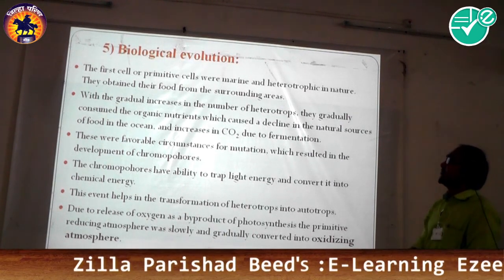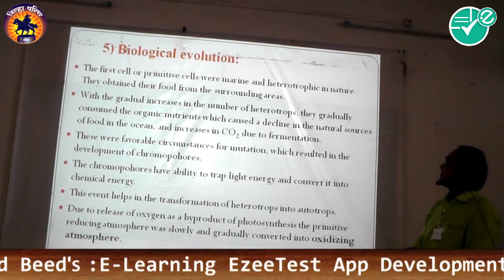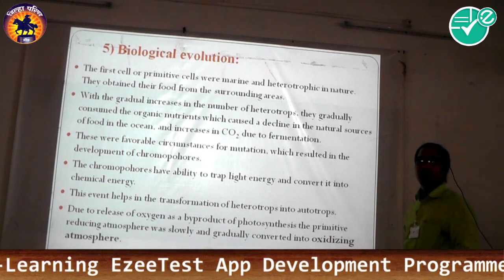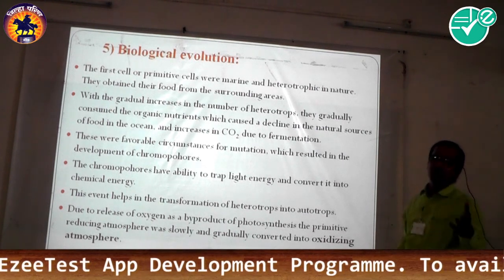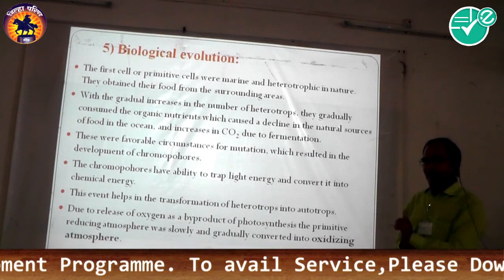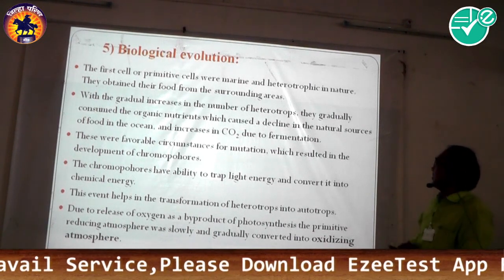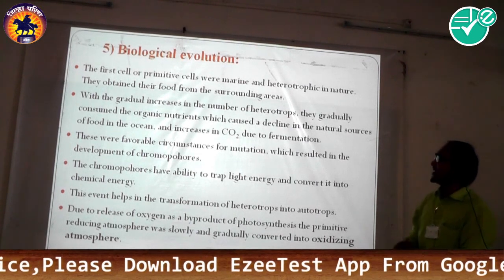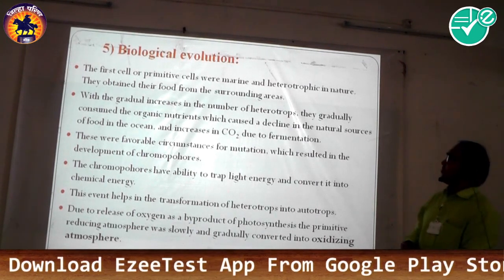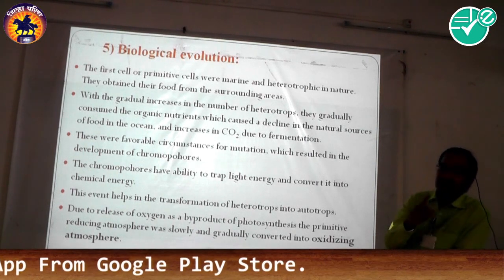So the biological evolution. The first cell, all the primitive cells, were marine. So if anybody asks me where life originated, life originated in water. Because the first cell that formed, formed in marine water, and they were heterotrophic in nature. They obtain their food from the surrounding areas. So the first cell is heterotrophic.